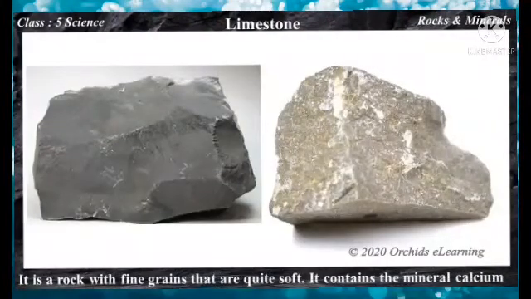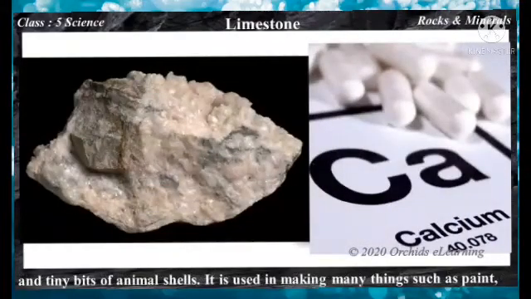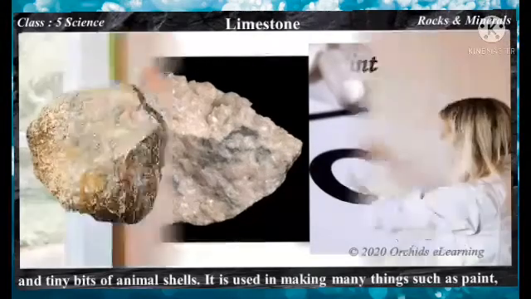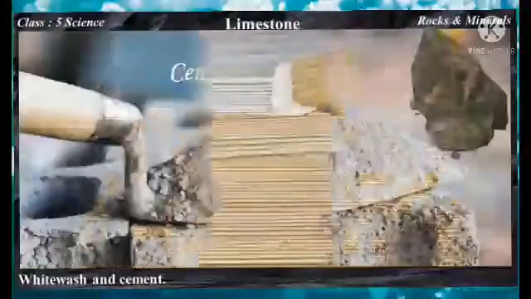Limestone. It is a rock with fine grains that are quite soft. It contains the mineral calcium and tiny bits of animal shells. It is used in making many things such as paint, whitewash, and cement.